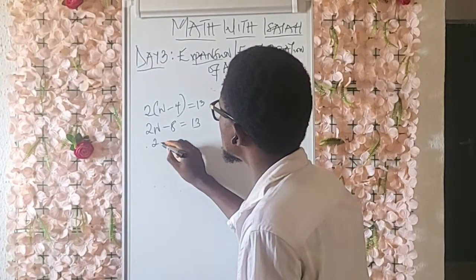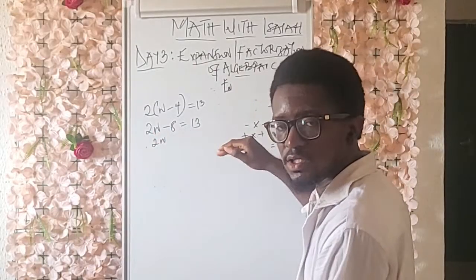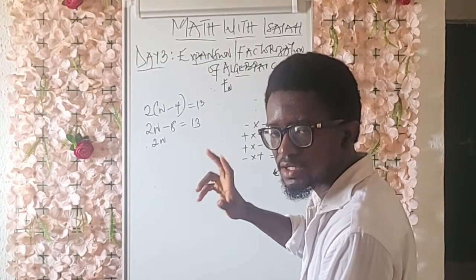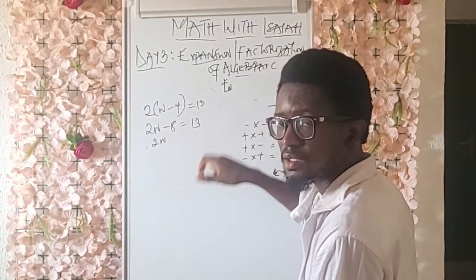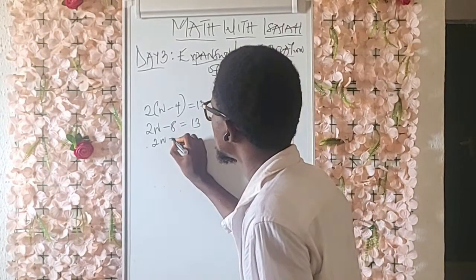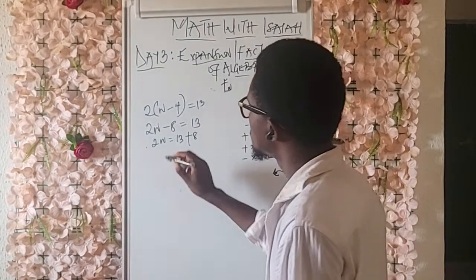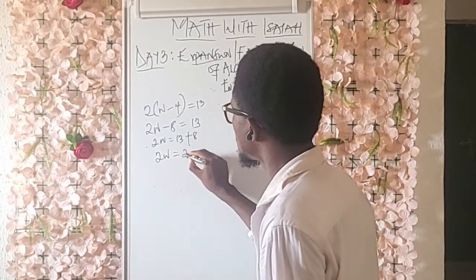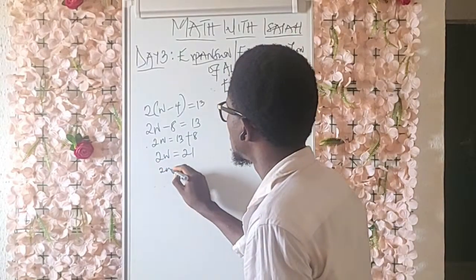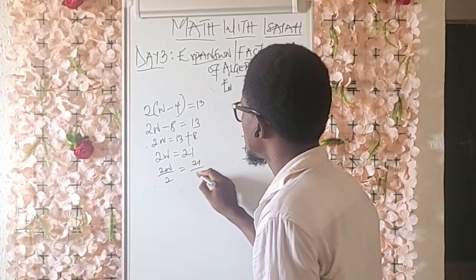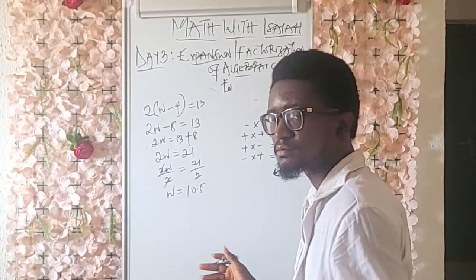We have 2w, and mind you, whenever a particular variable wants to fly over the equal sign, the symbol behind it changes. If you have plus here, it becomes minus here. If it's minus here, it becomes plus here. So this 2w equals, this comes here, 13 plus 8. So you have 2w equals 21. Then here, because you're equating, you divide both sides by 2. So you have w equals 10.5. As simple as that.